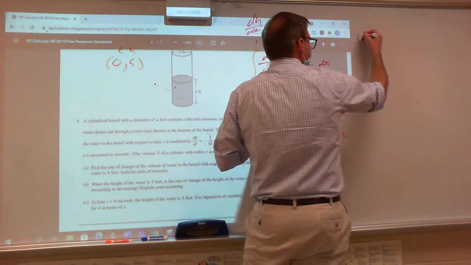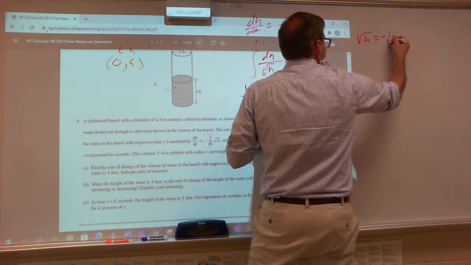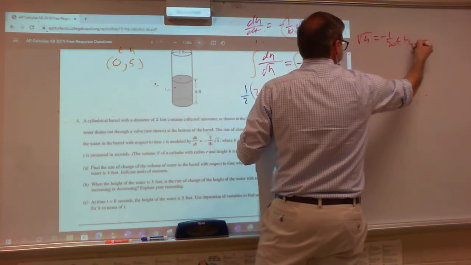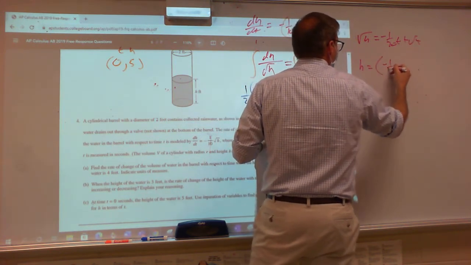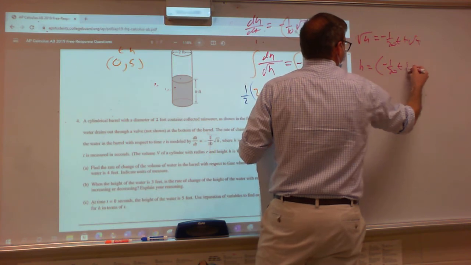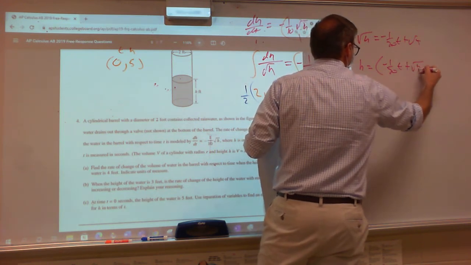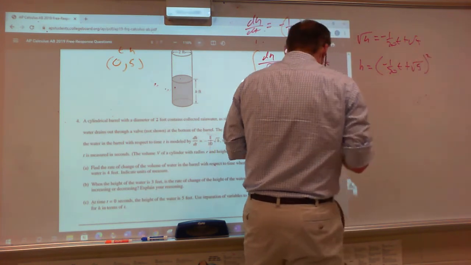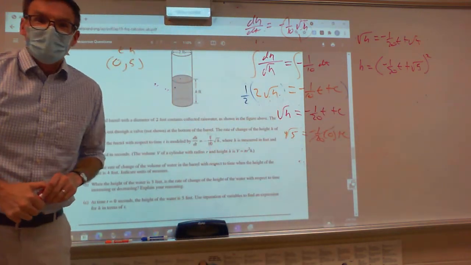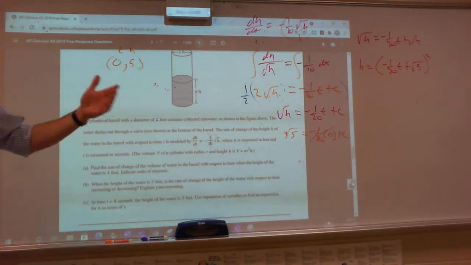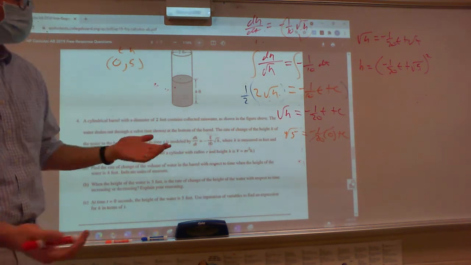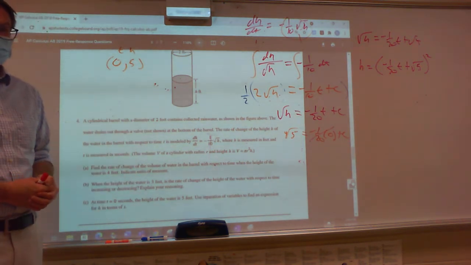So now I'm looking at the square root of h is equal to negative 1 over 20t plus the square root of 5, which means h is equal to negative 1 over 20t plus the square root of 5, squared. So you will get a differential equation. Sometimes it involves natural log. In recent years, it hasn't. Everybody okay with this?